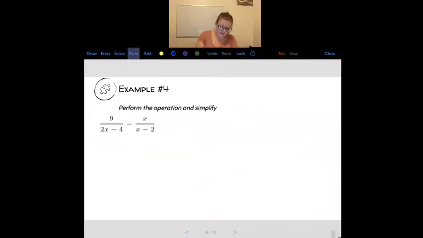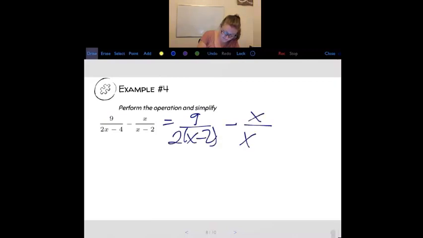Last one, perform the operation and simplify. In order to determine the common denominators, you want to make sure all your denominators are factored. So this is 9 over 2 times x minus 2. Determining the least common denominator here, they both have an x minus 2, so that part is good to go. Notice the fraction on the left has a 2, the fraction on the right needs a 2, so we multiply by 2 over 2.